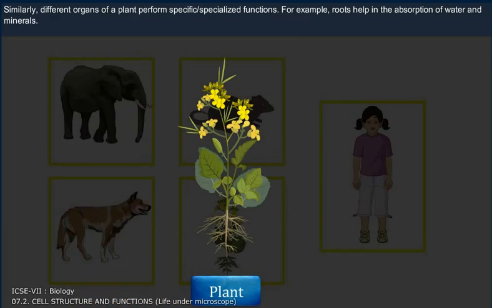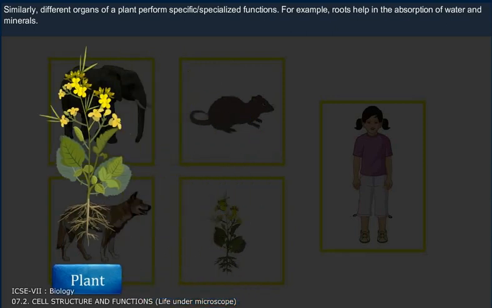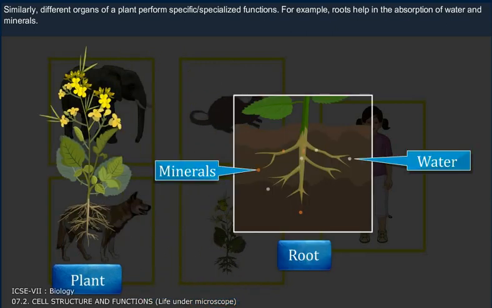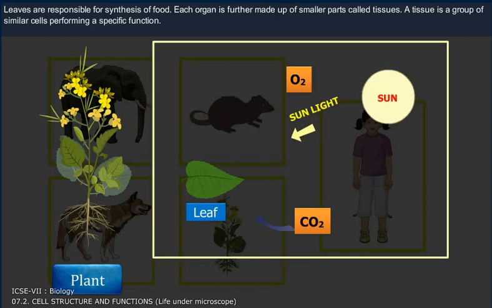Similarly, different organs of a plant perform specific specialized functions. For example, roots help in the absorption of water and minerals. Leaves are responsible for synthesis of food. Each organ is further made up of smaller parts called tissues. A tissue is a group of similar cells performing a specific function.